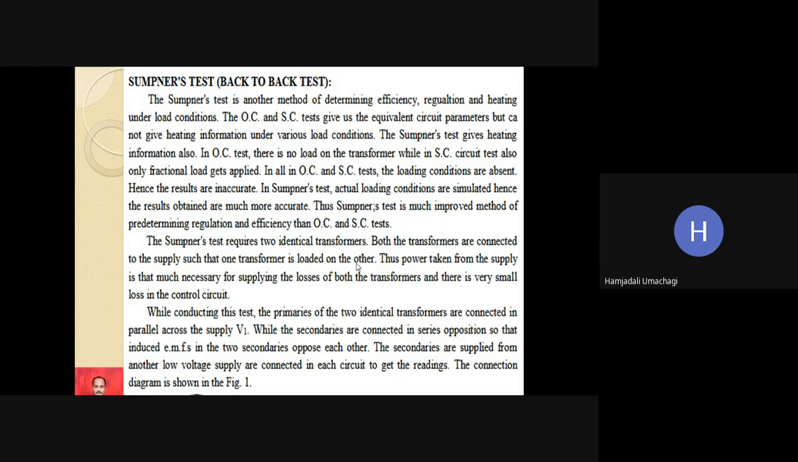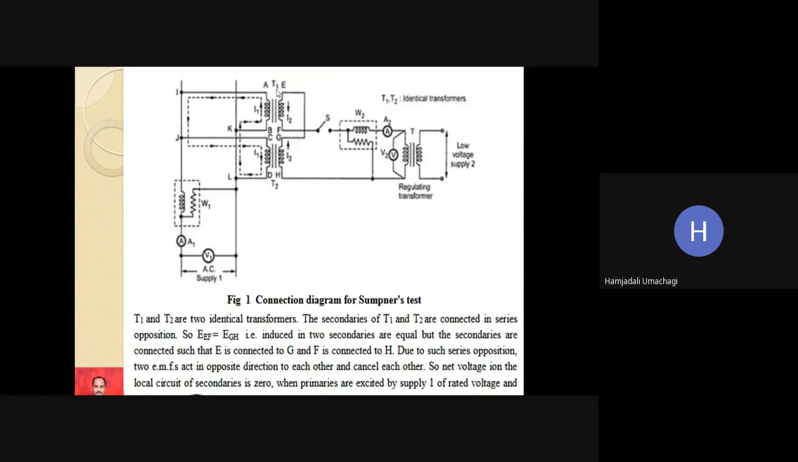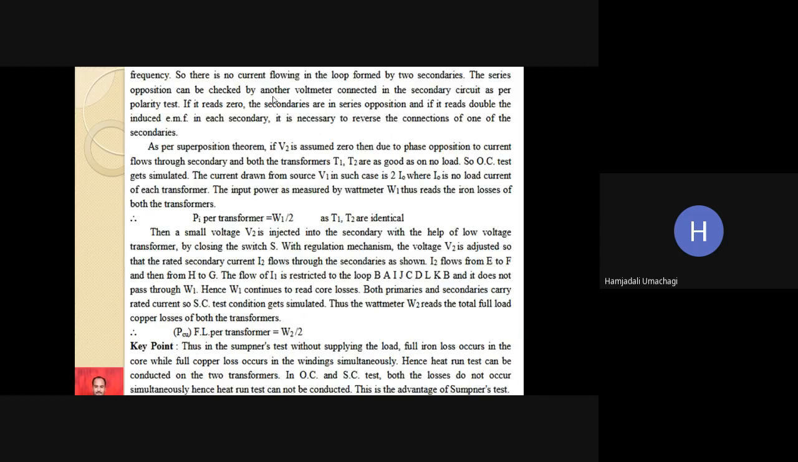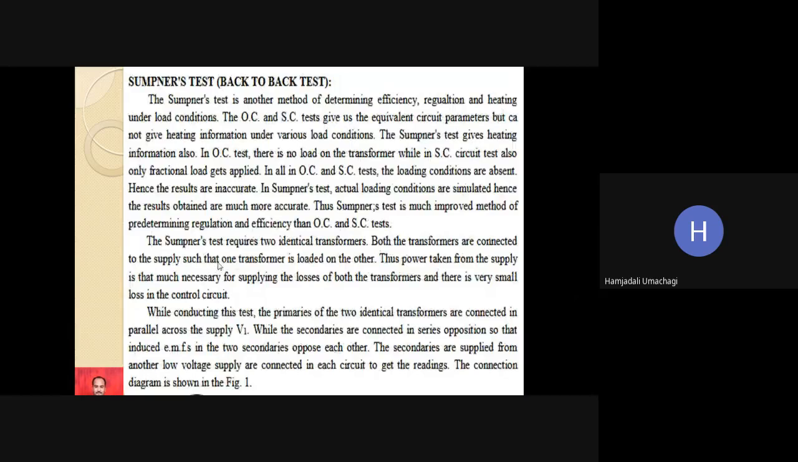As I told you, here there are two identical transformers T1 and T2. So for T1 transformer, T2 will act as a load. Similarly, for T2 transformer, T1 will act as a load. So actual loading condition we can observe in the Sumpner test. That is the meaning. Both transformers are connected to the supply such that one transformer is loaded on the other.